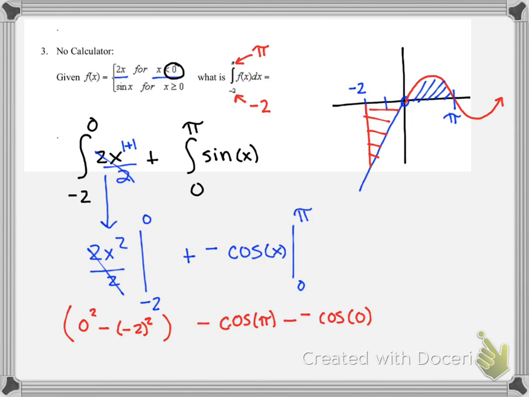And so the first portion will be -2 squared is 4. And here we're going to have negative, cosine of pi is -1. This negative and a negative will make a plus, and cosine of 0 is 1. These two negatives made a positive, so we're really looking at -4 plus 1 plus 1 more is -2.